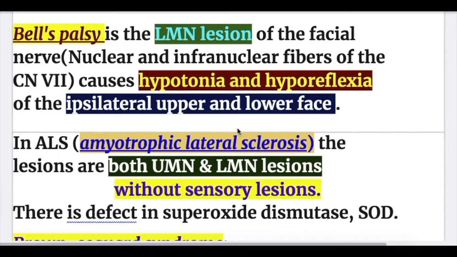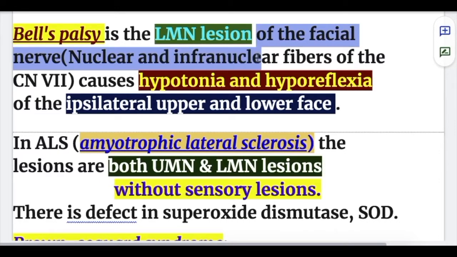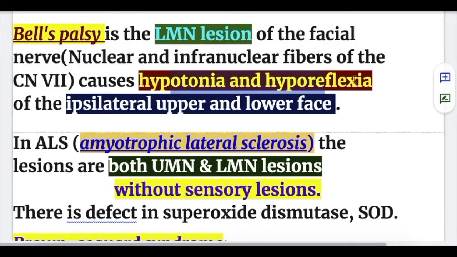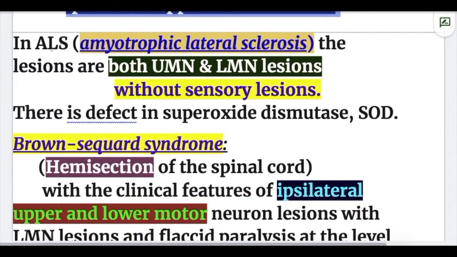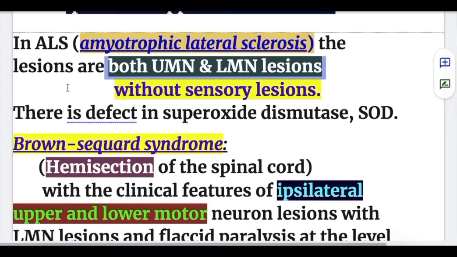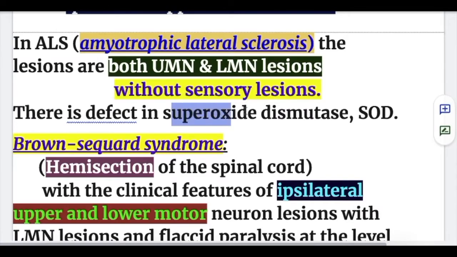Now, Bell's palsy. Bell's palsy is a lower motor neuron type of facial nerve lesion in which the nuclear and infranuclear fibers of the seventh cranial nerve are involved, causing a lower motor neuron type of lesion with hypotonia, hyporeflexia, and weakness of the ipsilateral side of the face, both upper and lower face, because the facial nerve supplies the same side of the face. Next is ALS, amyotrophic lateral sclerosis. The lesions in ALS are both upper motor neuron and lower motor neuron lesions. So in ALS, there are mixed lesions without sensory lesions. There is a defect in the superoxide dismutase.